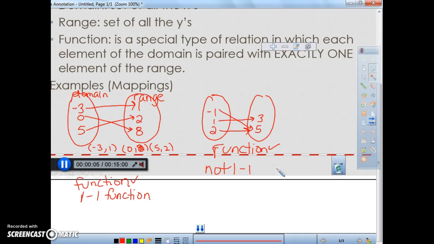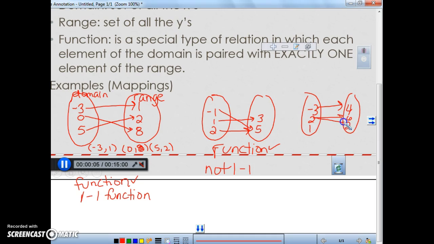All right, and then the last one, let's do one more mapping. It might look something like this. And I ask you, is it a function? Does every number in the first column only match to one number in the second? No. So this is not a function.